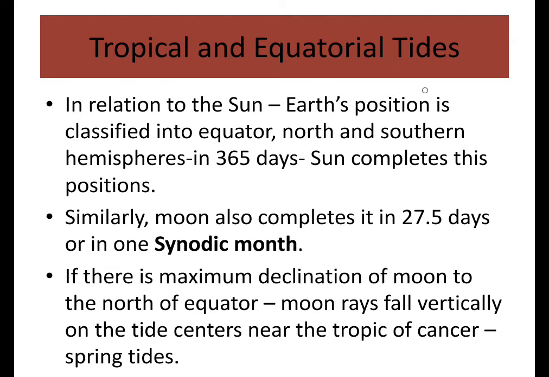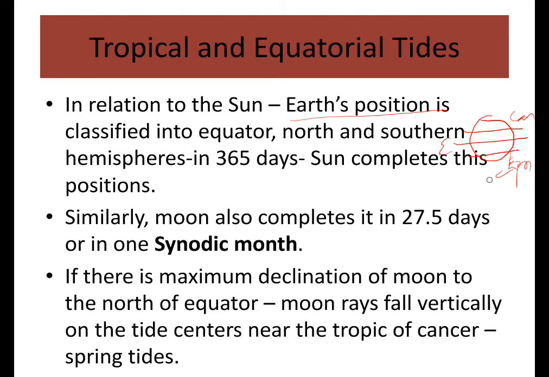Tropical and equatorial tides: in relation to the sun, the earth's position is classified into equator and tropics. We know that, suppose this is the equator, these are the tropics. So this is the tropic of Cancer, and this is called the tropic of Capricorn. So with the sun's position, we calculate this as the equator, tropic of Cancer, tropic of Capricorn.